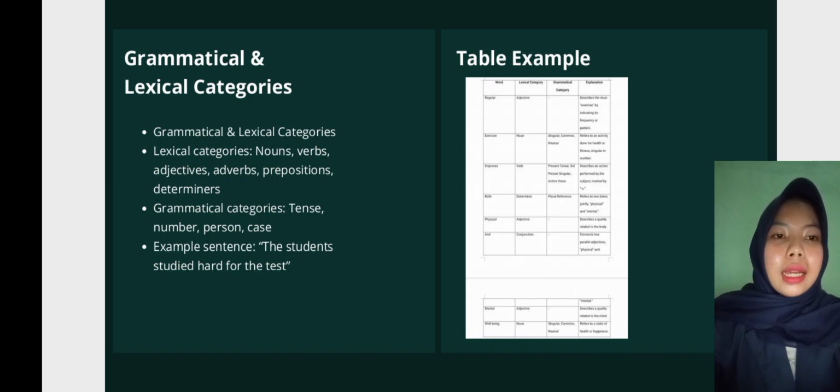In this section, I analyze both lexical and grammatical categories using example sentences. For example, in the sentence "the students studied hard for the test," students is a noun in plural form. Studied is a verb in past tense. Hard is an adverb, and "for the test" is a prepositional phrase. This analysis helps us understand how each word has both a lexical identity and a grammatical role in building a sentence.